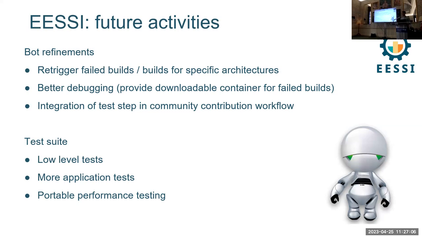Also for debugging, right now it's kind of a black box. If a contributor says, I want to build this EESSI config, this whole build system gets launched and starts building these tarballs. If something fails along the way, you don't have any way of getting to the log file or inspecting the files that are there, because of course we don't want those build nodes to be completely publicly accessible. So what we'll probably do is provide a downloadable container that was used for building, and then you can see all of the log files that were there at the time the build failed, and figure out what the issue was.